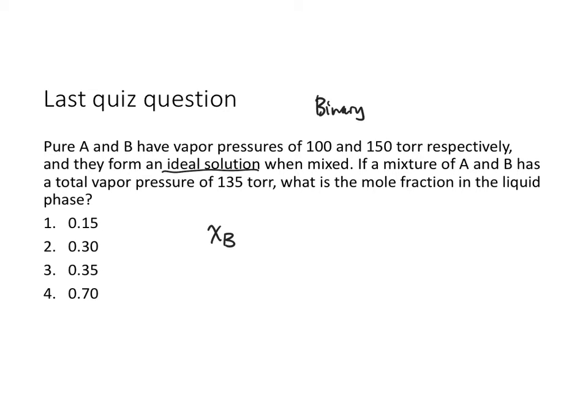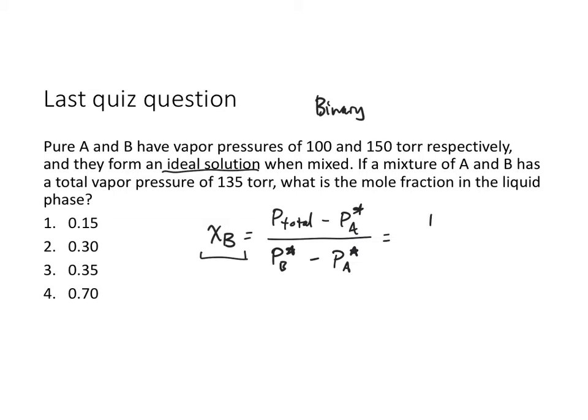So if we want the mole fraction of B, that's going to be, according to our earlier equation, the total pressure minus vapor pressure of pure A, over vapor pressure of pure B minus vapor pressure of pure A. And I had to switch these letters around compared to the equation that I gave you from the binary ideal mixtures, because we're looking at it from the perspective of B now, not A. So I had to switch around the letters.